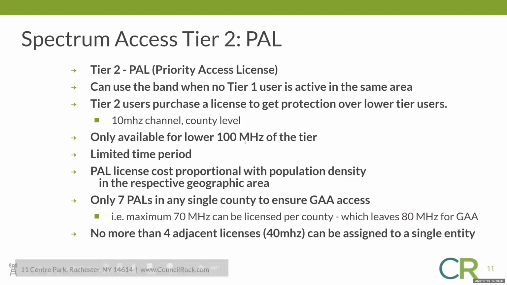So those rules are that way so that they can prevent one operator from monopoly, and ensure that anybody else that doesn't have a PAL, or a priority access license, still will have access to the spectrum, and they will have up to eight channels of spectrum available in any given county.